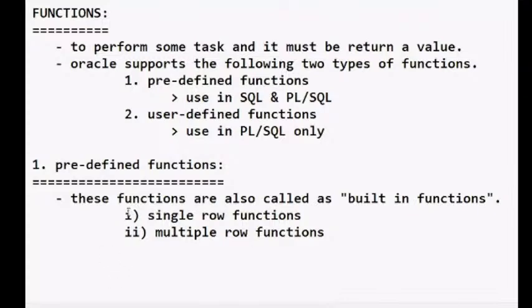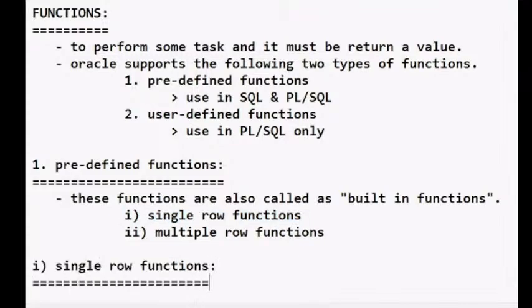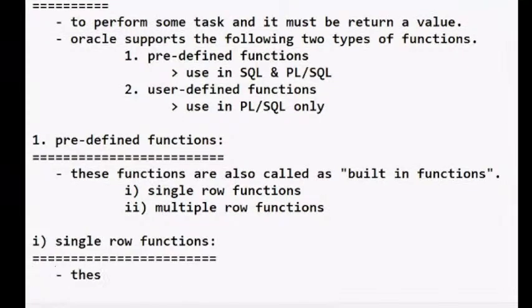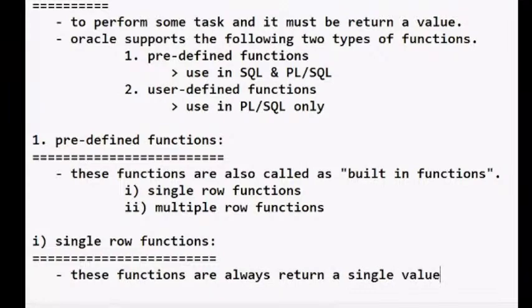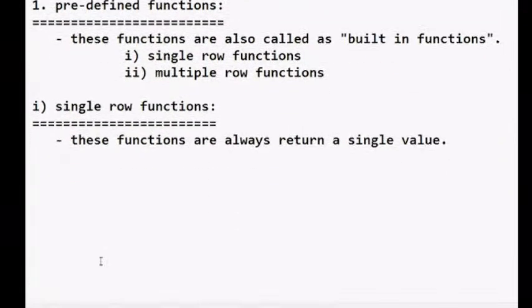So let me come and see these single row functions. Why do we call them single row functions? These functions always return a single value. So that is the reason we call it a single row function. And what kind of functions come under single row? There are so many different types of functions. The first one is called number functions.